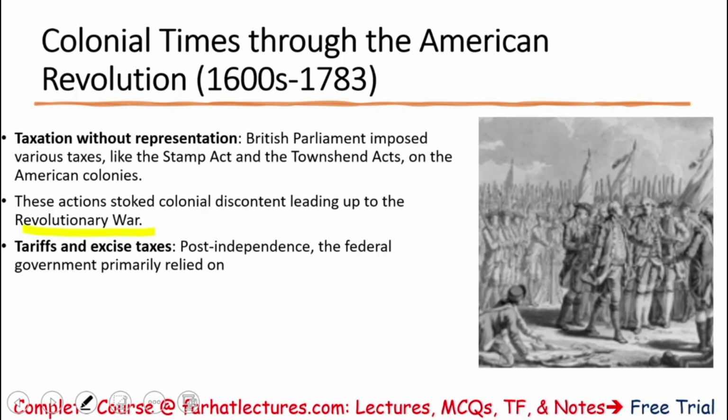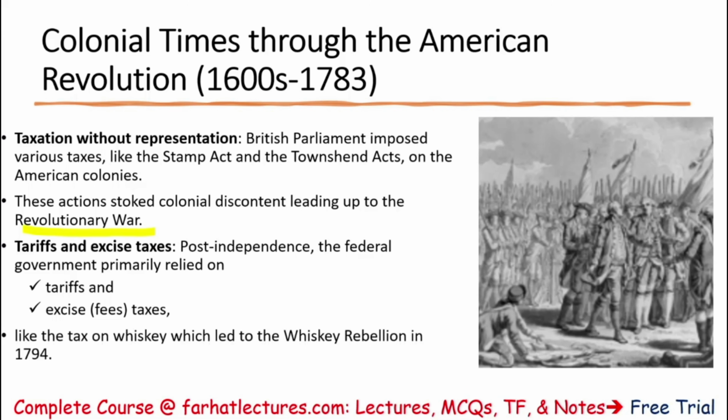After the US gained independence, the federal government relied primarily on tariffs. And what is a tariff? A tariff is a tax imposed on products that you buy from another country. So if you want to buy goods from Europe, Mexico, or Canada, the government will impose a tax on you. This is how the government financed its operations. They also levied excise taxes, specifically taxes on whiskey, for example, and this led to the Whiskey Rebellion in 1794, because people didn't like the taxes.